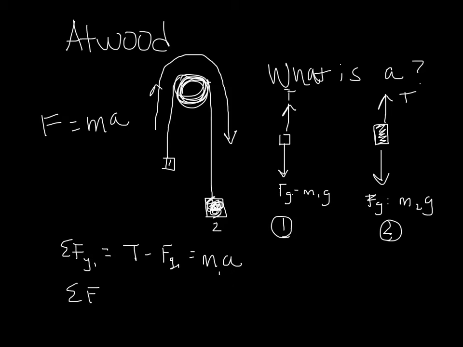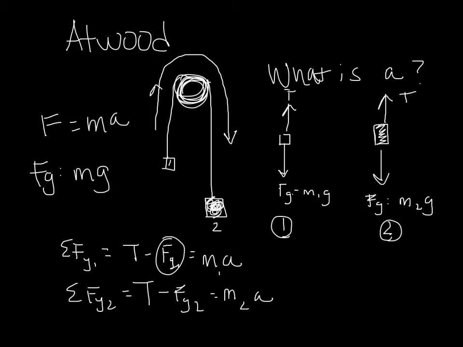And the sum of the forces in the y direction for block 2 would be that same tension force minus the force due to gravity on block 2, which is equal to mass 2 times the acceleration. So this is convenient because we can rearrange these equations to just have one unknown. So remember that the force due to gravity is equal to mass times gravity, so that we can use for both of these terms.